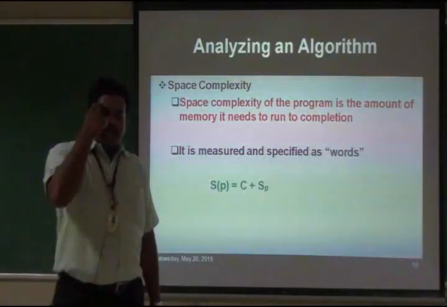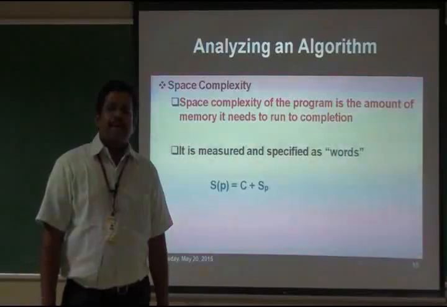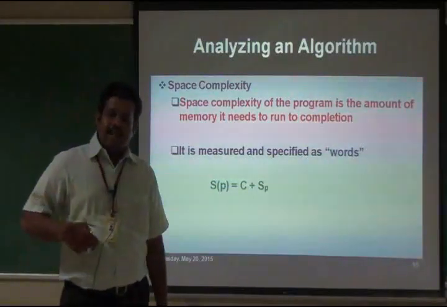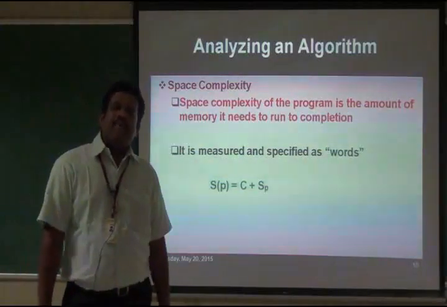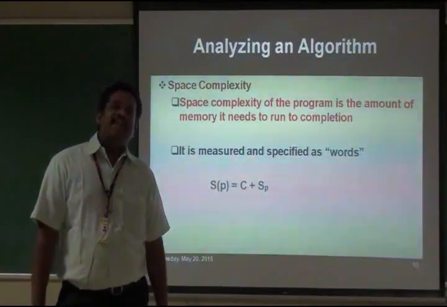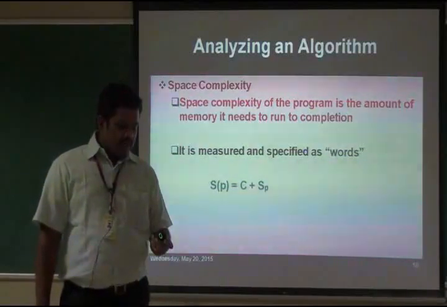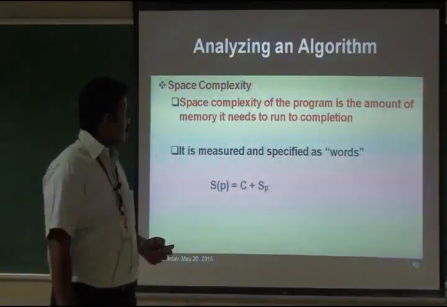There are two types of requirement actually: fixed space requirement and variable space requirement. Variable space requirement means that during the execution time of a program only, the space needed for the particular algorithm will be assessed. That is called dynamic. So there are two kinds of space complexity available.